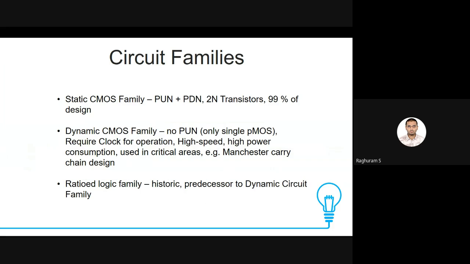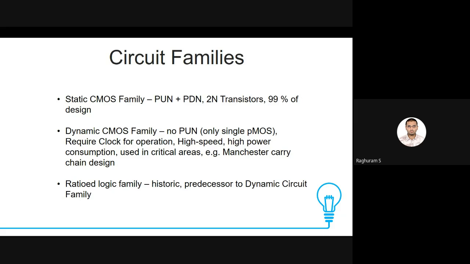So if you want to really speed up an adder, for example, you might have seen this circuit called as a Manchester carry chain. A Manchester carry chain is an example of a dynamic CMOS circuit. So that is the whole idea of the dynamic CMOS family.